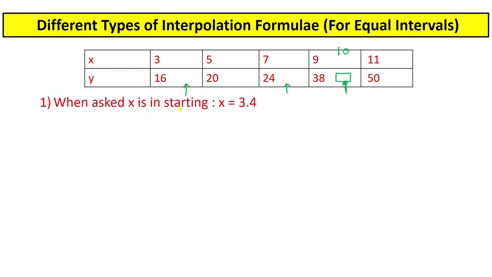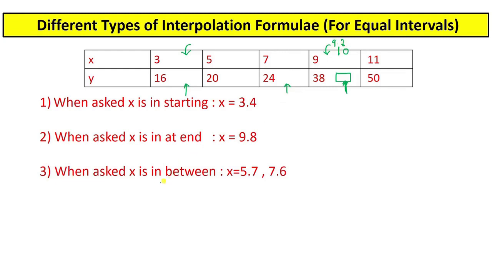For example, we can have x equal to 3.4, which means x is in the starting of this table, or we can have x equal to 9.8, which means it will come at the end. Now we can have x in between, for example 5.7 or 7.6. It will be somewhere here, or somewhere here. So the x value can lie in the starting, in the end, or in the middle. Depending on where the x value lies, we have different formulas.